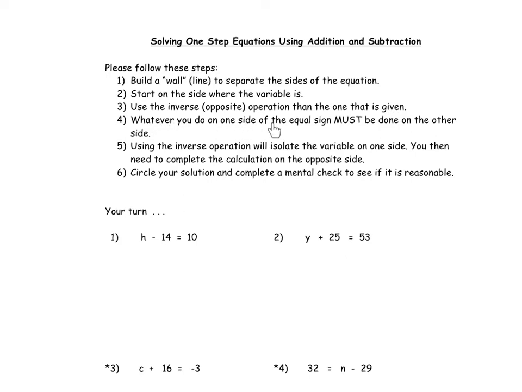Whatever you do on one side of the equal sign must be done on the other side. Otherwise, it's incorrect and it's not balanced. Using the inverse operation will isolate the variable on one side. That's what we want. We want the variable to be by itself. You then need to complete the calculation on the opposite side. And finally, circle your solution and complete a mental check, or you can actually write down the check as we've done, to see if it's reasonable.